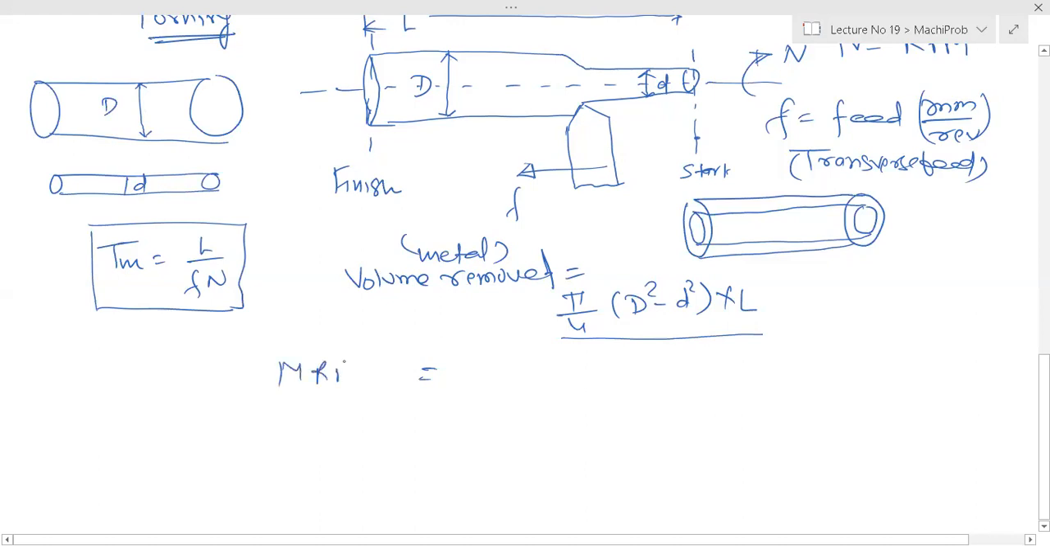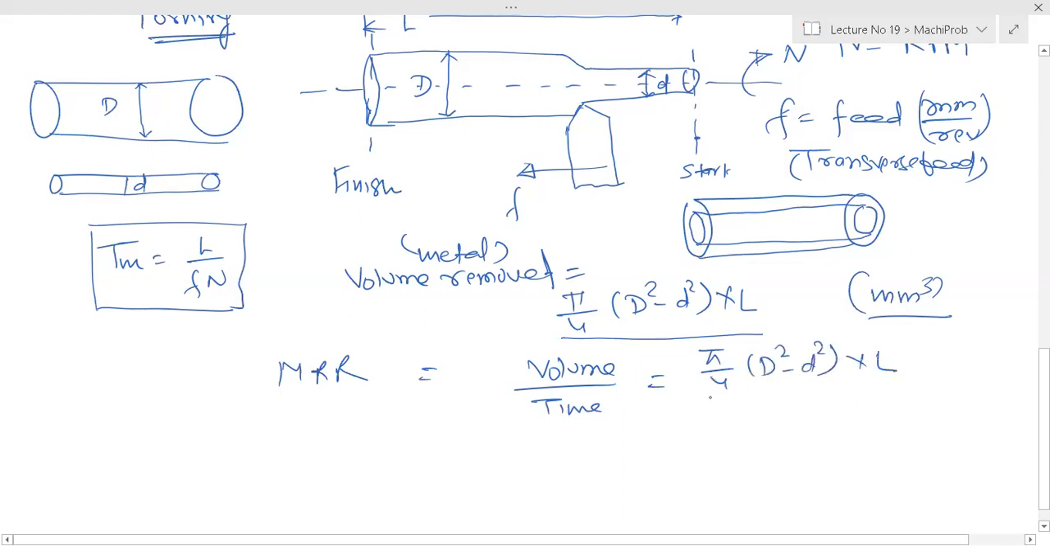as metal removal rate. I mean, what is the rate form? Because this is meter or millimeter cube, I mean, it is volume. So rate will be your volume removed divided by time. Volume is this, pi by 4 (D square minus d square) L, divided by the machining time, L by Fn. So this is the way to calculate metal removal rate.